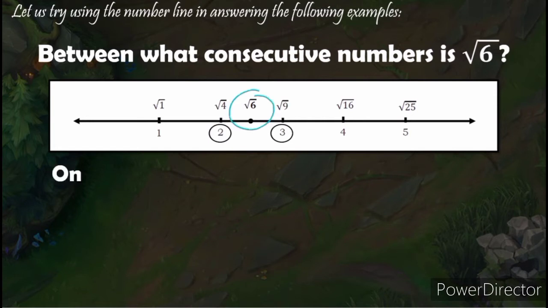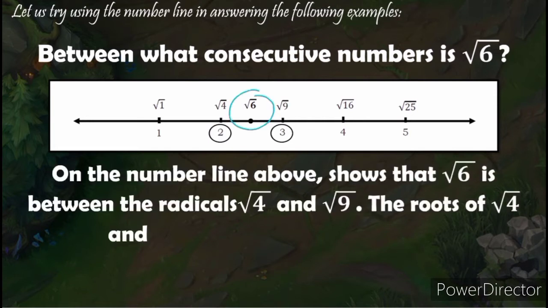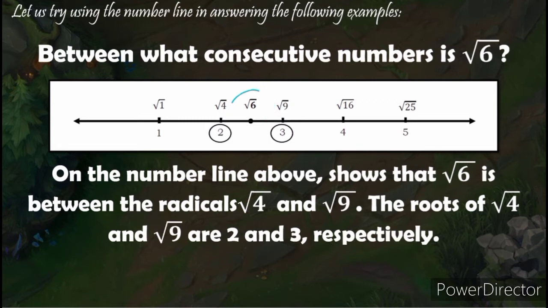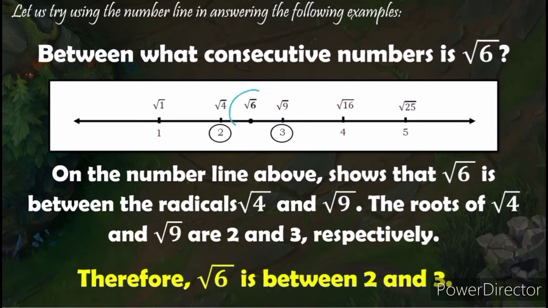The number line above shows that the square root of 6 is between the radicals square root of 4 and the square root of 9. The roots of the square root of 4 and the square root of 9 are 2 and 3 respectively. Therefore, the square root of 6 is between 2 and 3.